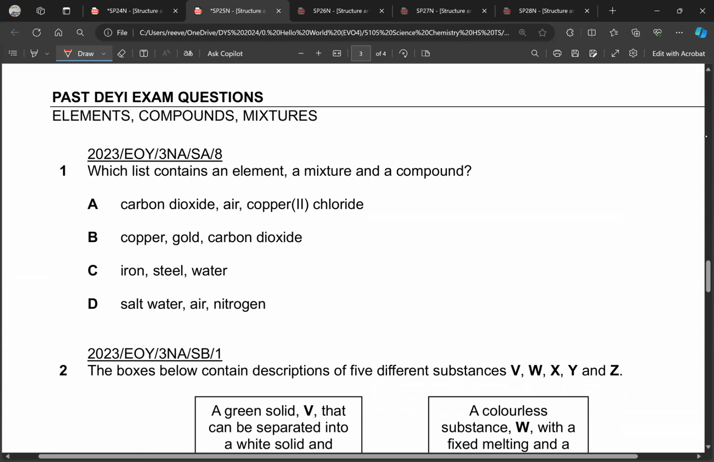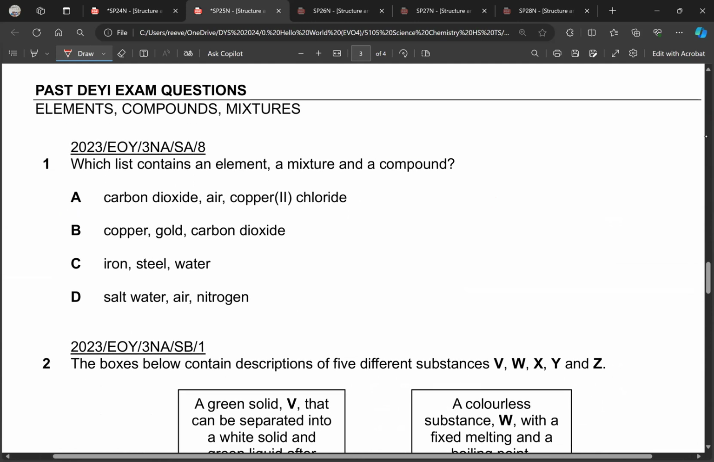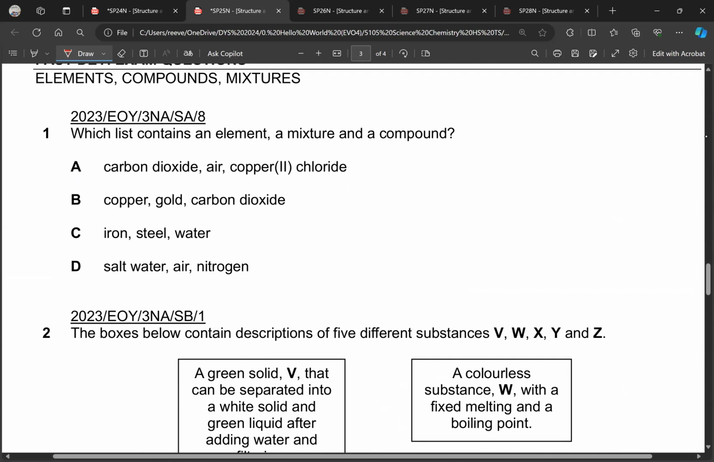Just give me 2 examples, can already. Okay, let's look at the past exam question. Again, this is like last year's end of year. Which list contains an element, a mixture, and a compound? Okay, how to solve? The easiest one is element. Let's see which one is an element. How do you know which one? Check the periodic table. You can find that in the periodic table.